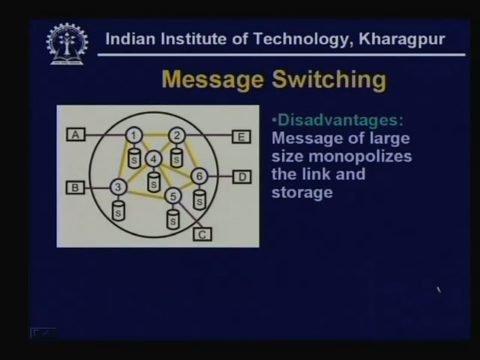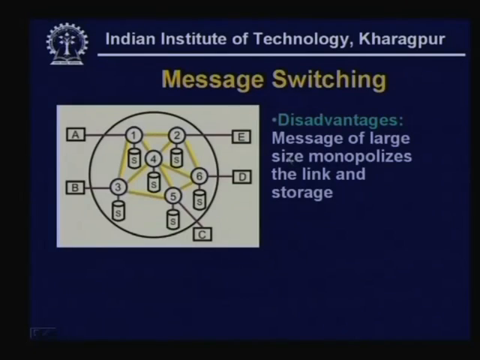Now what is the disadvantage of this? Obviously, message switching overcomes some of the limitations of circuit switching. Is there any disadvantage of this? The disadvantage is that whenever the message is large, obviously there is no restriction on the limit of the message. It can be very, very large.